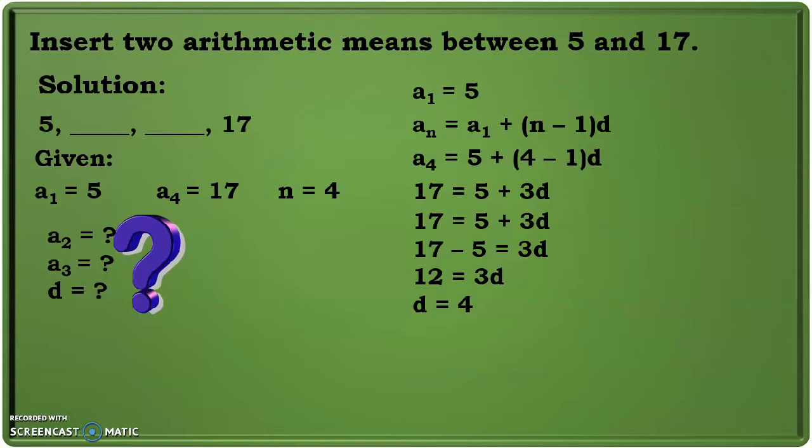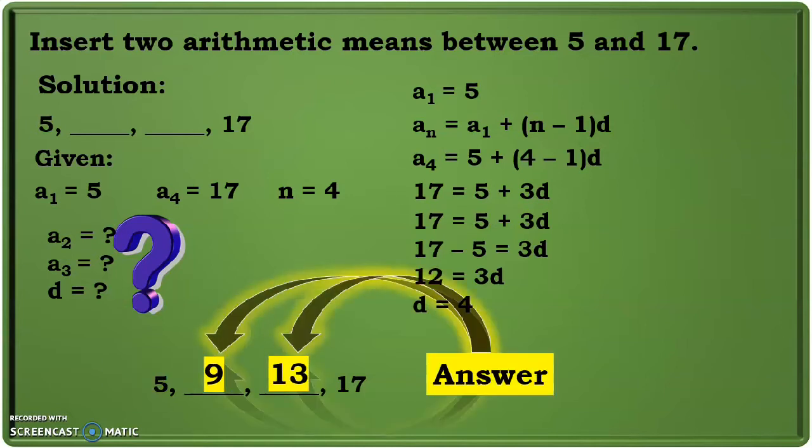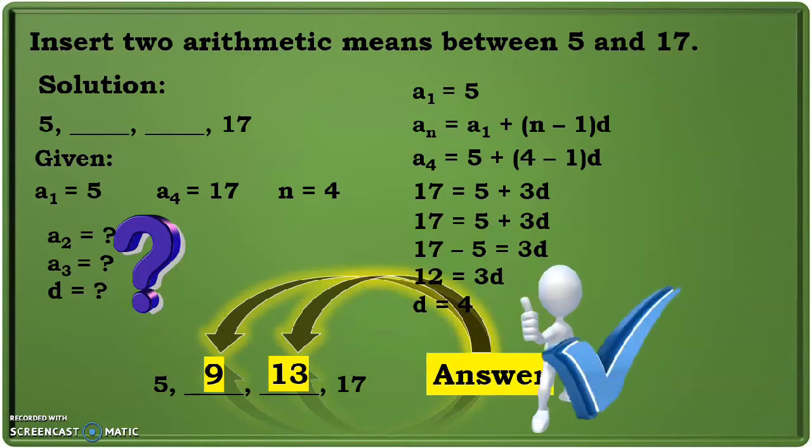Now that we have already found the common difference, which is equal to 4, the next term after 5 is 9. Then 13. So 9 and 13 are the two arithmetic means between 5 and 17.